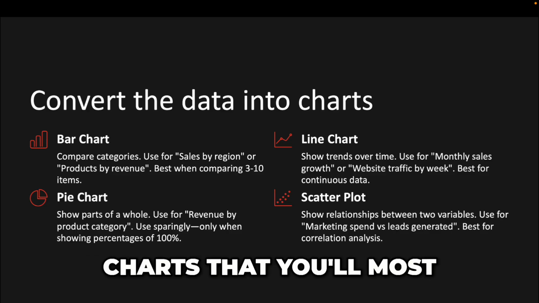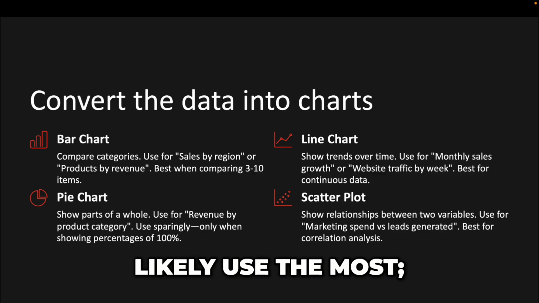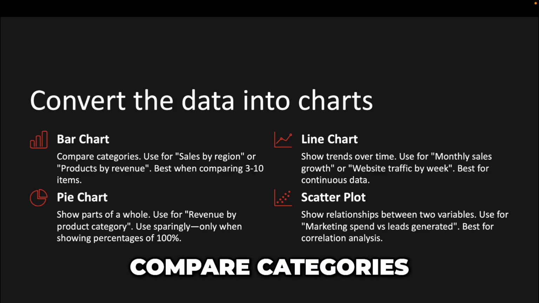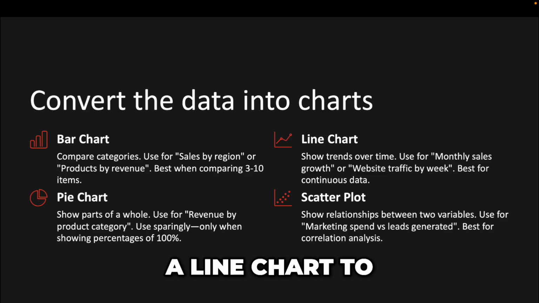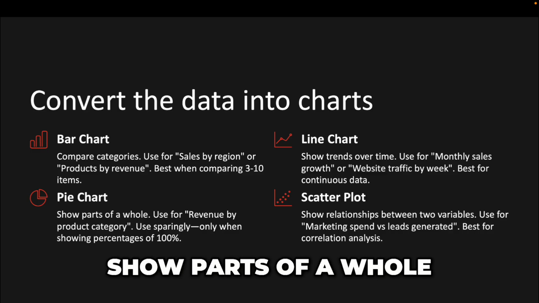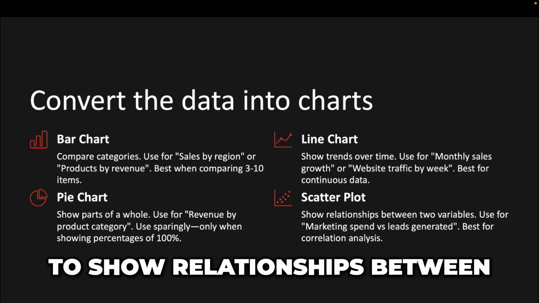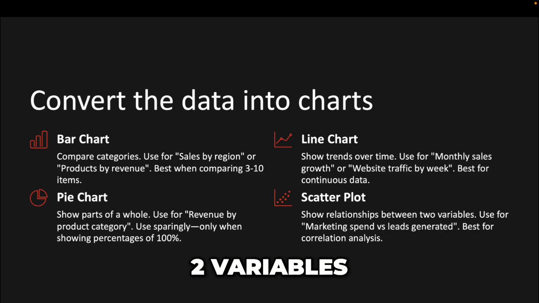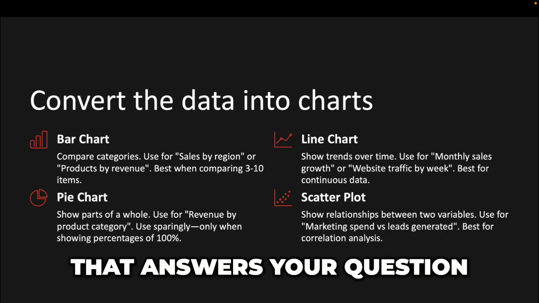Here are the 4 charts that you'll most likely use the most. A bar chart to compare categories, a line chart to show trends over time, a pie chart to show parts of a whole, and a scatter plot to show relationships between 2 variables. Pick the chart type that answers your question.